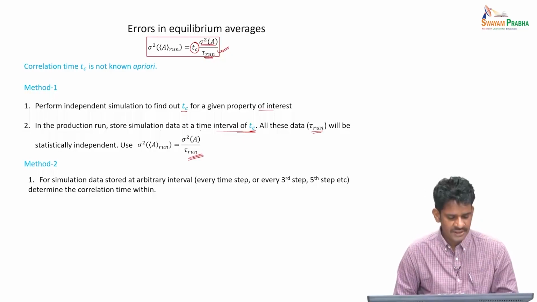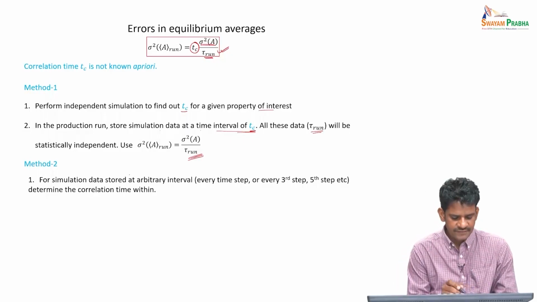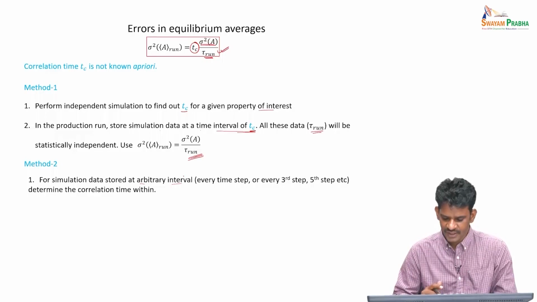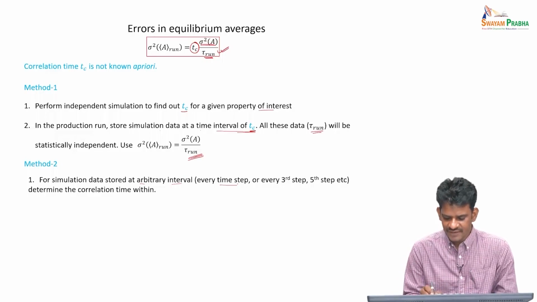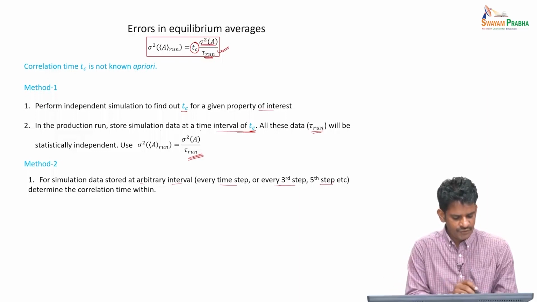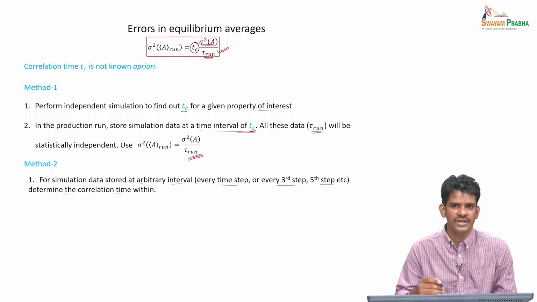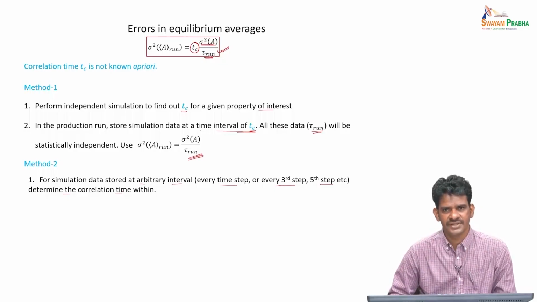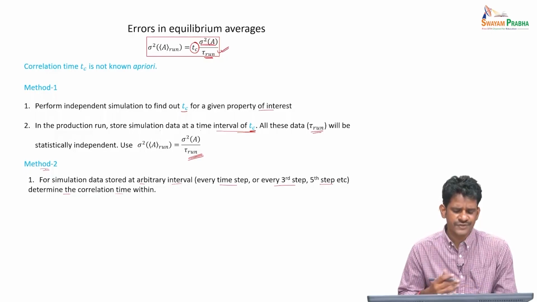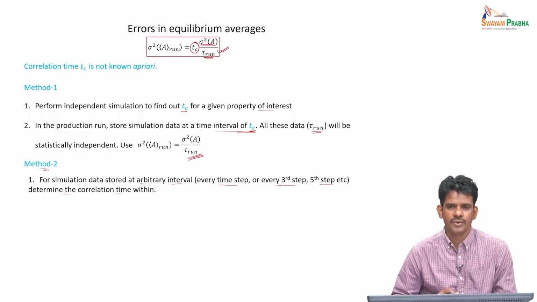That's one approach. The other approach is that we might have the simulation data set at arbitrary intervals without regard to the correlation time. For example, we could have stored at every time step, or once in every 3 steps, or once in every 5 steps, etc. Now we would like to calculate the correlation time within this data itself, without doing an independent simulation. We are going to pay some attention to this method too, because most of the time we do the simulation, record data, and then do post processing.